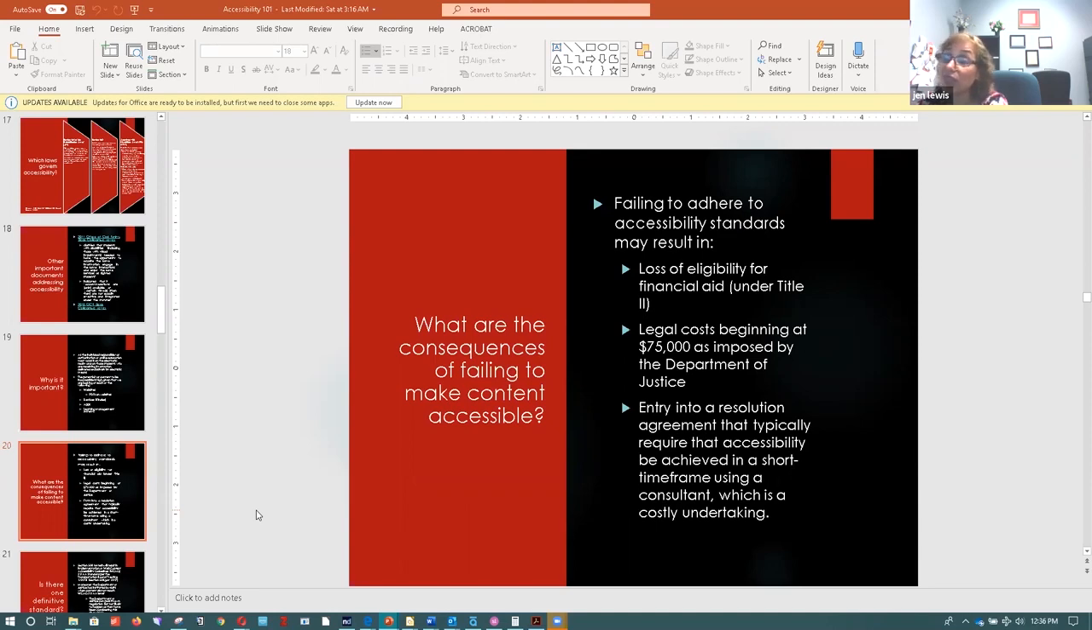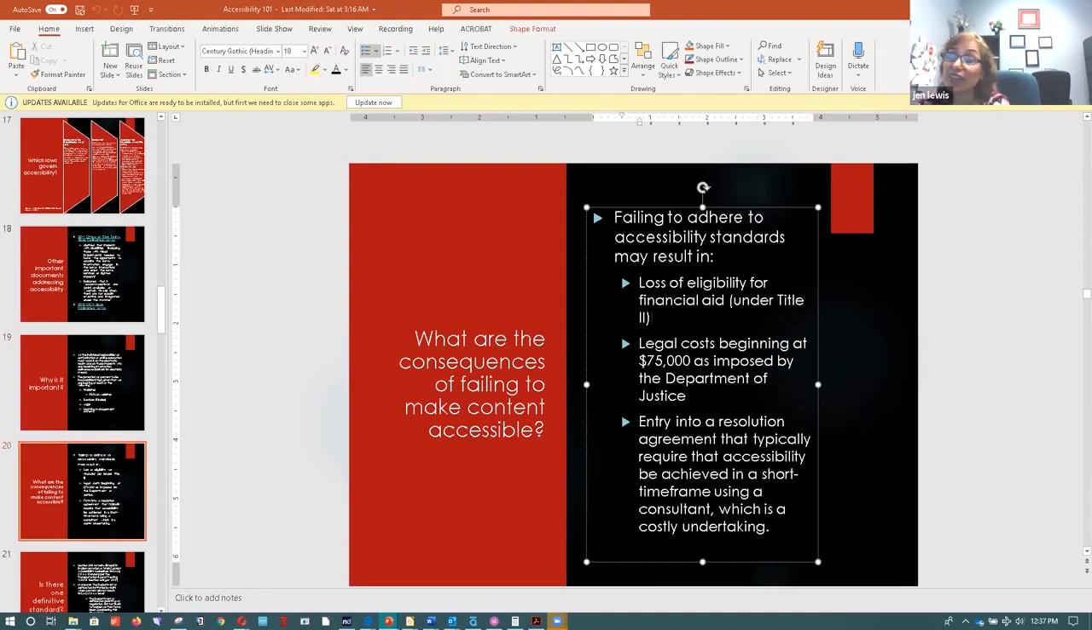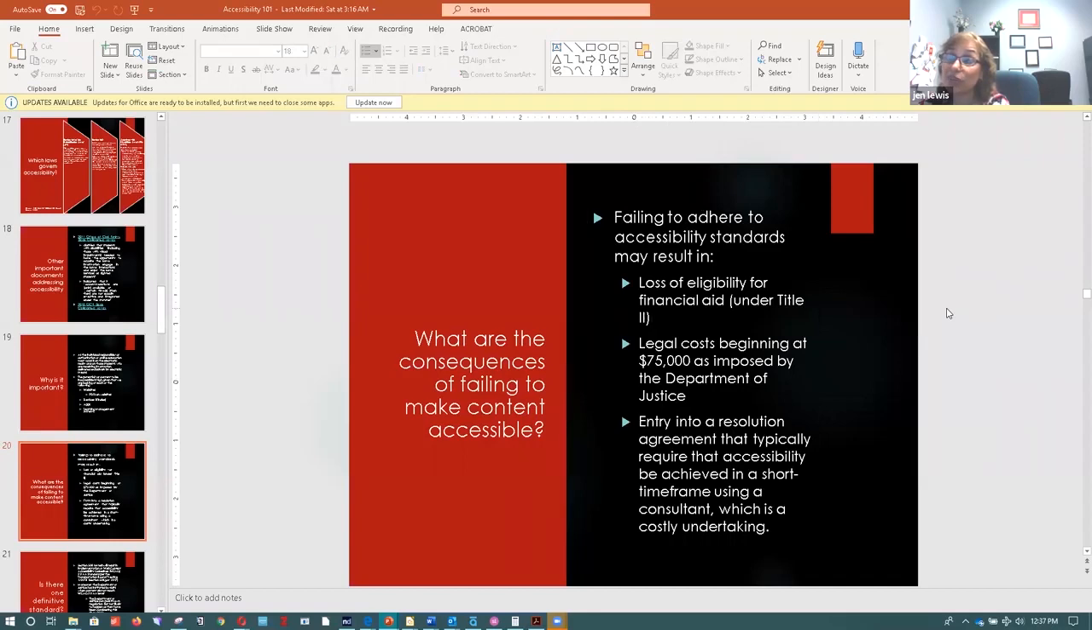What are the consequences of failing to make content accessible? Legal costs beginning at $75,000, and that's based on previous fines from the Department of Justice, which oversees the Office of Civil Rights. With a resolution agreement, again, you're going to have to spend money because you have to get this accessibility done quick, and you're going to have to hire a consultant. You're going to hire that consultant at a premium. The worst part, honestly, is the loss of eligibility for financial aid under Title II. So you are subject to that if they feel like what you've done is so egregious, especially if you refuse to enter into the settlement agreement.